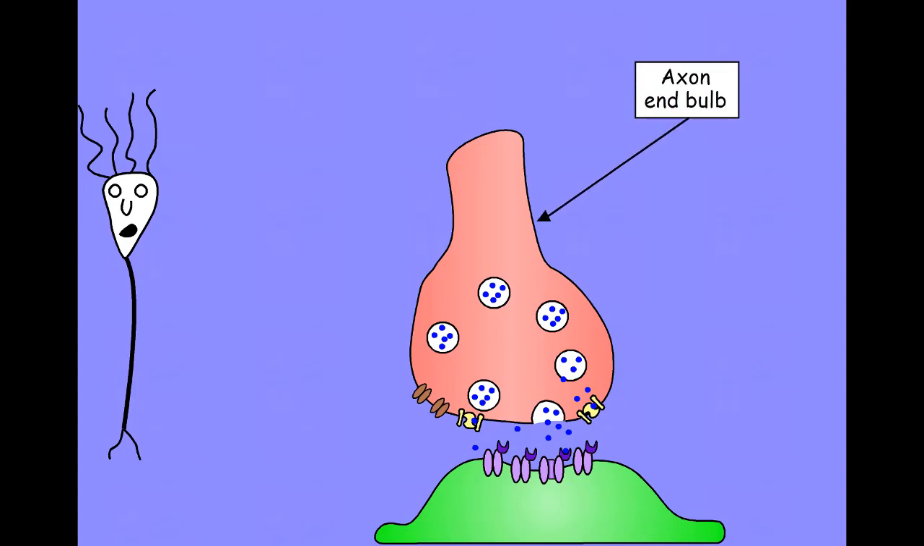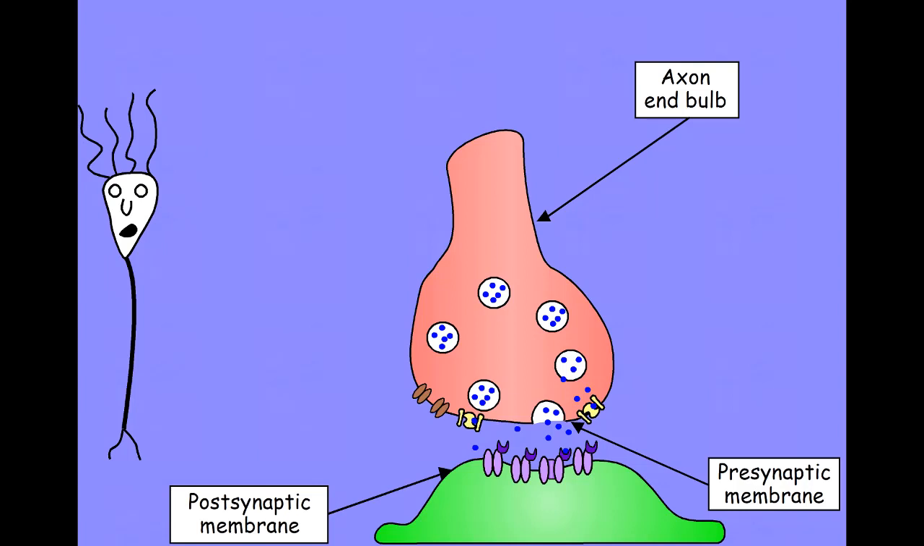Here I've got a diagram of our axon end bulb with its presynaptic membrane, our postsynaptic membrane on our next neuron. The gap between them is the synaptic cleft here. Okay? So we're at the end of one neuron, the beginning of another.